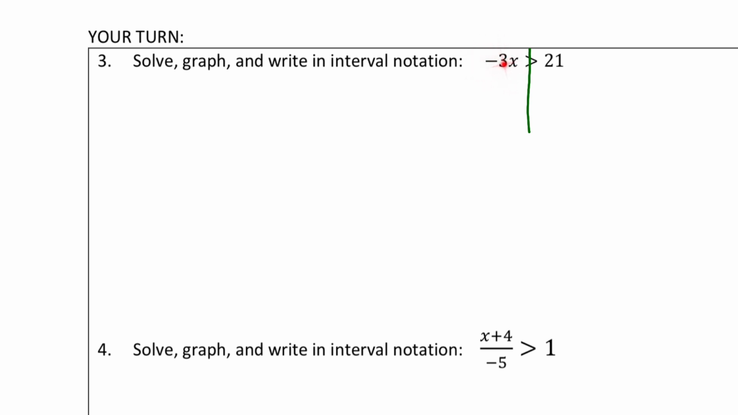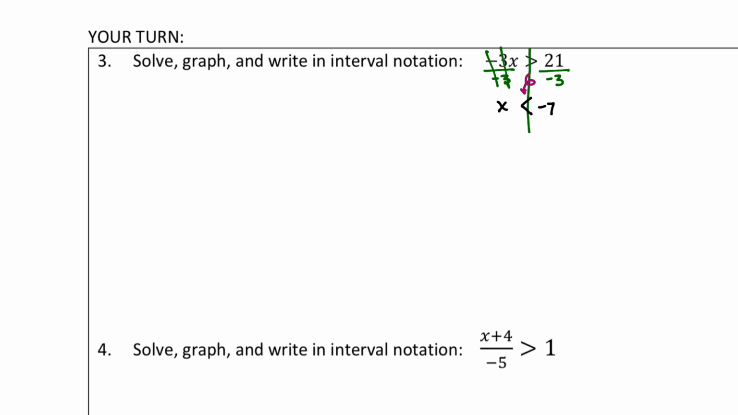I want to get rid of the negative 3. So I'm going to divide both sides by a negative 3. And that should be a flag for you right there. It's like, oh, wait a minute, I need to do something. Okay, 3's cancel, negatives cancel, we get x. 21 divided by negative 3 is negative 7. But we have to flip it around because that green 3 was negative. So this is now going to be a less than.